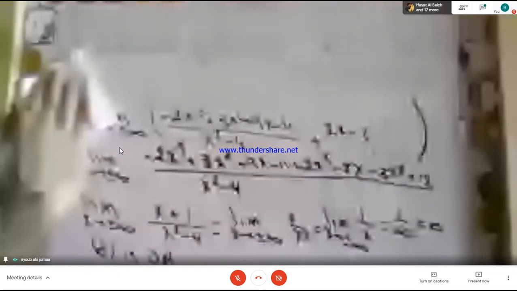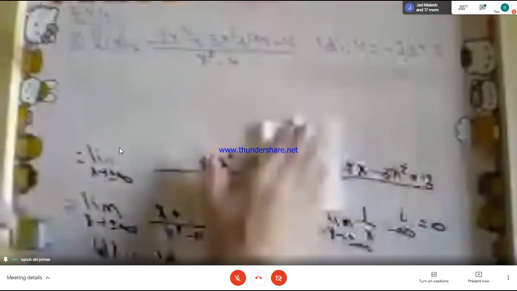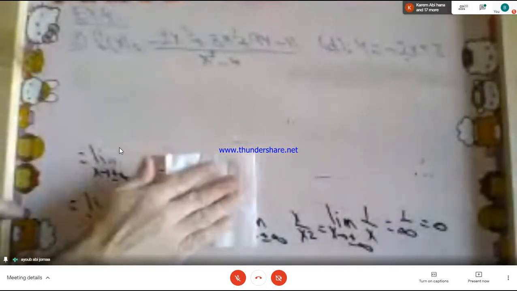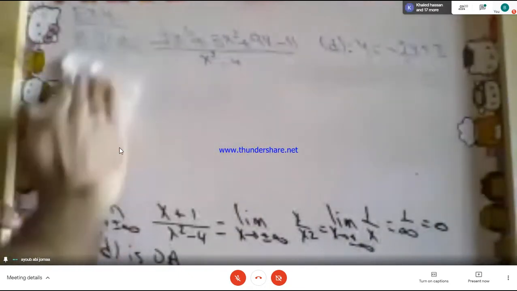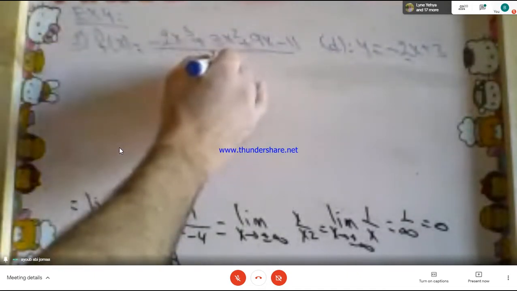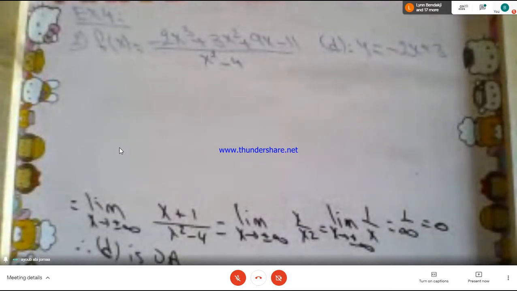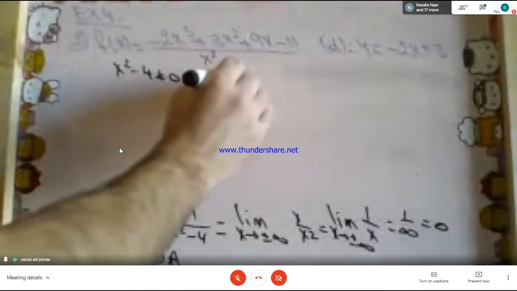Now the second part of the question, which is the relative positions between the curve and the line. The table, as I said, is standard. Same steps. Note that since you are not given the domain of definition of this function, you have to find it. X squared minus 4 is different than 0. That means that x is different than positive and negative 2.